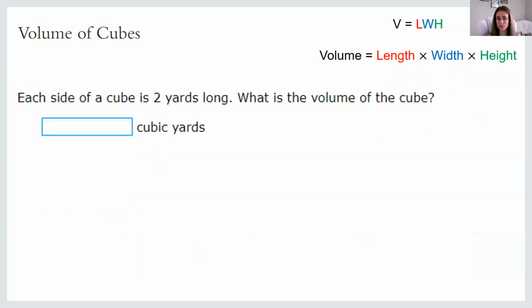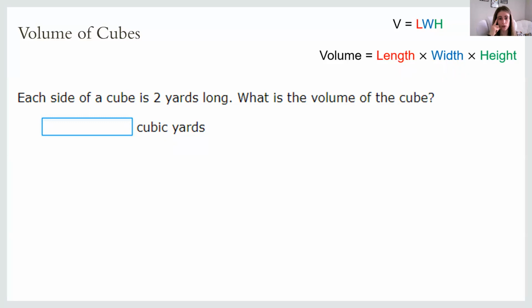All right, some examples that you may come across: instead of giving you a picture or a figure, it may have everything typed out with words. Each side of a cube is 2 yards long. What is the volume of the cube?